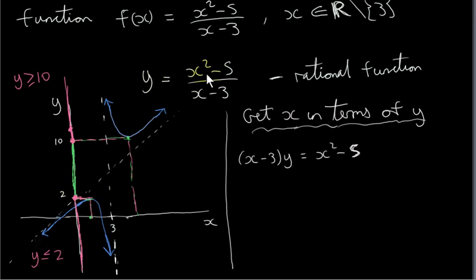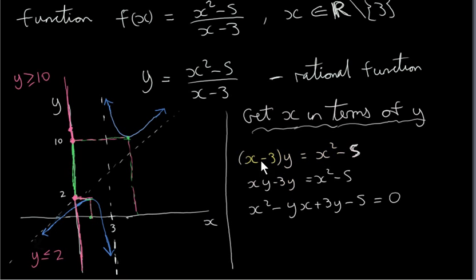So we start by cross multiplying. We multiply both sides of this by x minus 3. So we get x minus 3 times y equals x squared minus 5. Now we want to get x in terms of y, but you see we have an x squared term and we have an x term. So we'll have to get a quadratic equation in x. We can't just make x the subject of this directly.